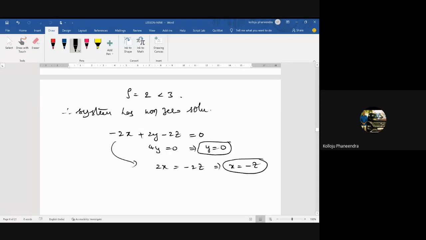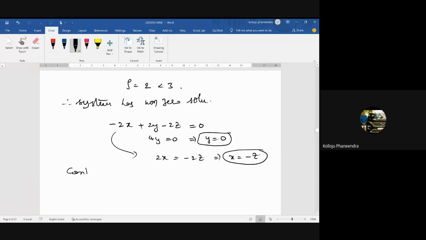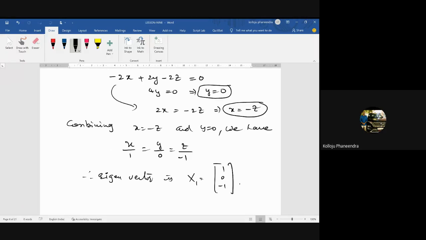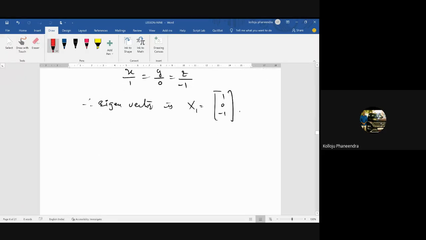Combining these two, x equal to minus z and y equal to 0, we have x by 1 equal to y by 0 equal to z by minus 1, or you can take x by minus 1 like that. Therefore, the first eigenvector is what? 1, 0, negative 1. First one is over. Coming to the second one, case 2.